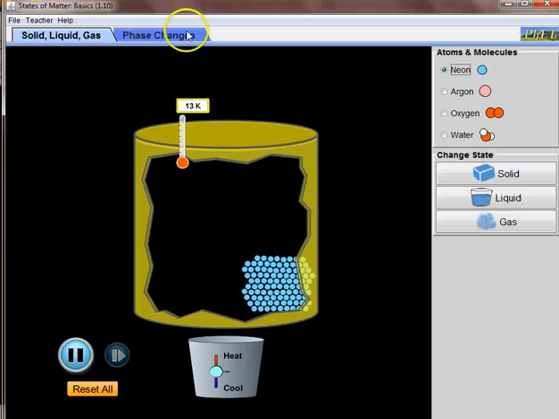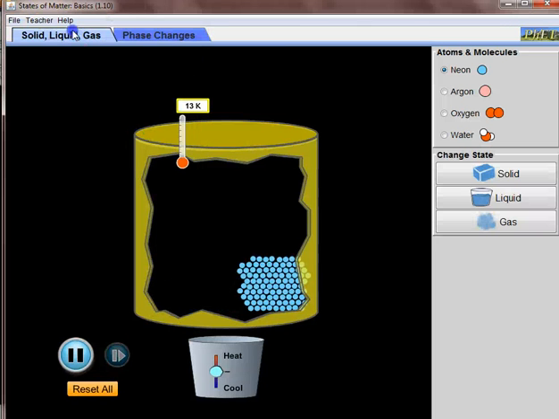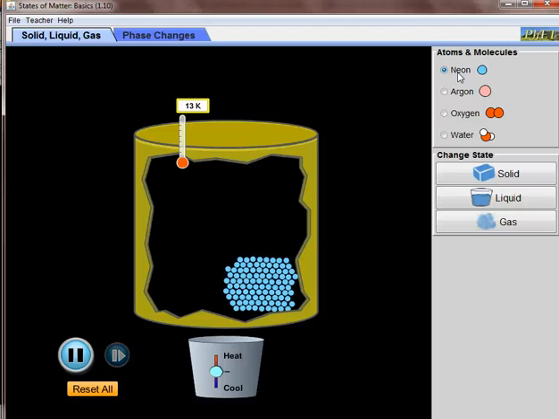It has two tabs: the solid, liquid, gas tab, and then the phase change tab. We're going to use both tabs. First, we'll start with our solid, liquid, and gas tab. Once the lab is open, select from here atoms and molecules, then select neon. There are different atoms and molecules here, but the first lab will use neon.